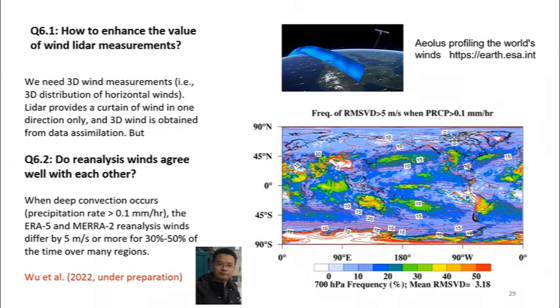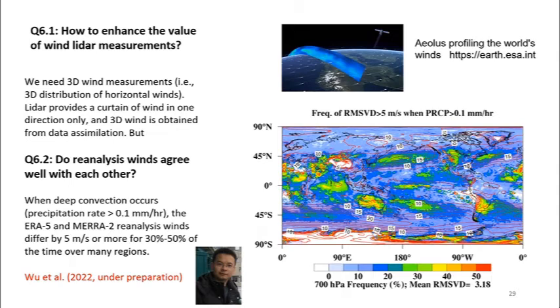In general, they do agree with each other very well, but when weather matters, they don't. To illustrate that, in this figure, we show the frequency of root mean square vector difference between two reanalyses greater than 5 meters per second. Okay, that's a big number, 5 meters per second, when precipitation is greater than 0.1 millimeter per hour.